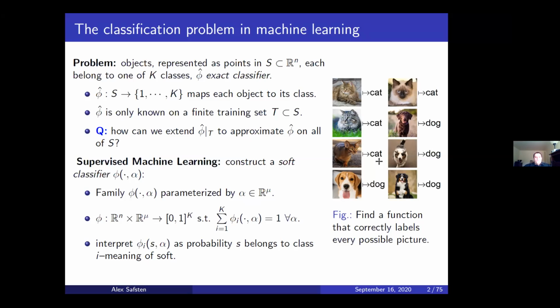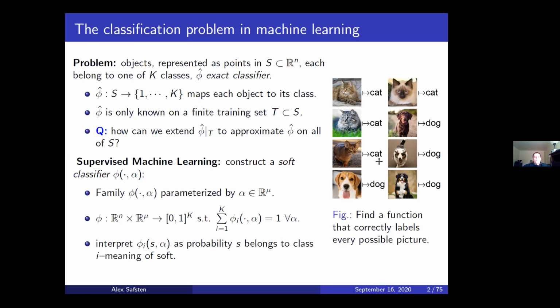The way that this problem is generally solved is using supervised machine learning, and specifically by constructing a soft classifier, which is a function phi depending on parameters alpha, where alpha comes from some other high dimensional space R mu. So phi then would be a function from Rn cross R mu, and it maps to the unit cube of dimension k, of the number of classes. That is, the function phi has one output for each class.